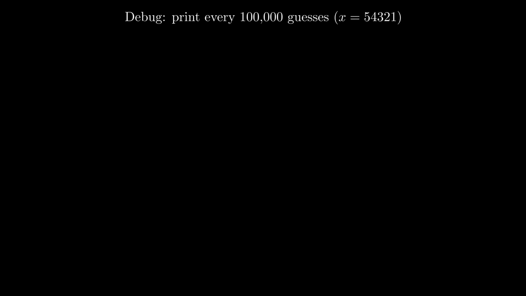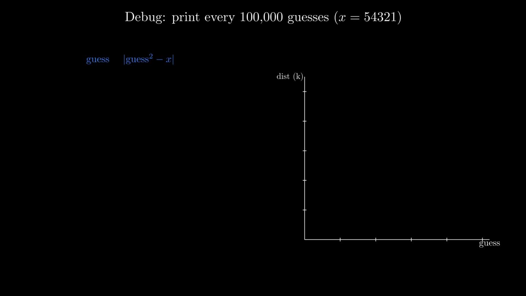To debug, we add a print every 100,000 guesses, showing the current guess and how far guess squared still is from x. Everything else is unchanged. Watch the numbers with x equal to 54,321 and epsilon 0.01. Early on, at a guess of about 10, we are roughly 54,000 away, hopeless.